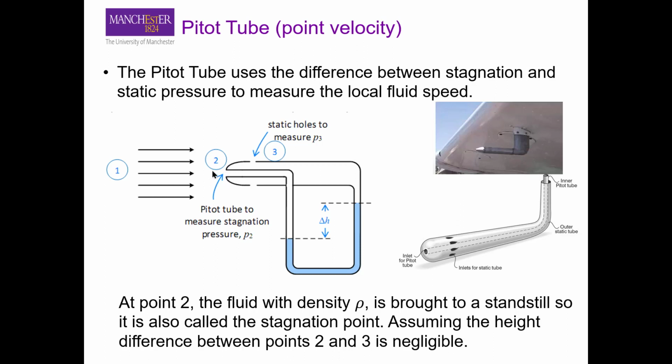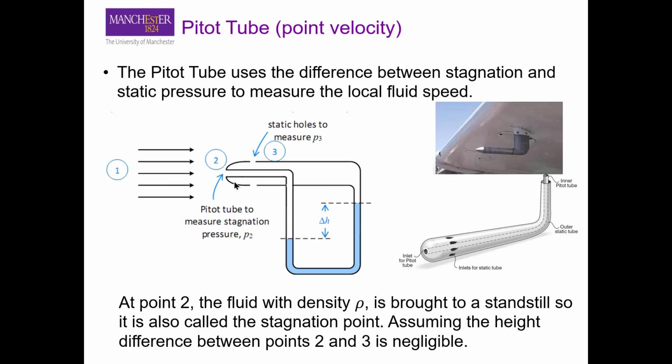So here you have an inner tube that is connected to one leg of the manometer, and then you have an external tube that is connected to the second leg of the manometer. At the entrance of the inner tube, the fluid that is coming from point 1 to point 2 has its velocity become 0 due to the stagnation effect, as I explained in the previous slide. And then you have point 3 that just measures the atmospheric pressure, the static pressure from the environment.